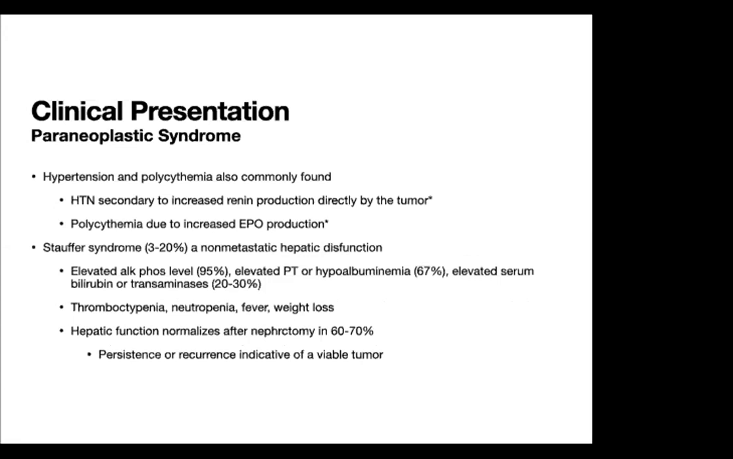Stauffer syndrome, which occurs in 20% of cases, is a non-metastatic hepatic dysfunction. It presents with elevated alkaline phosphatase level in 95%, elevated PT or hypoalbuminemia, elevated serum bilirubin or transaminases. Also, we will find thrombocytopenia, neutropenia, fever, and weight loss. The hepatic function normalizes after nephrectomy in 60 to 70% of cases. Persistence or recurrence of these symptoms is indicative of a viable tumor.